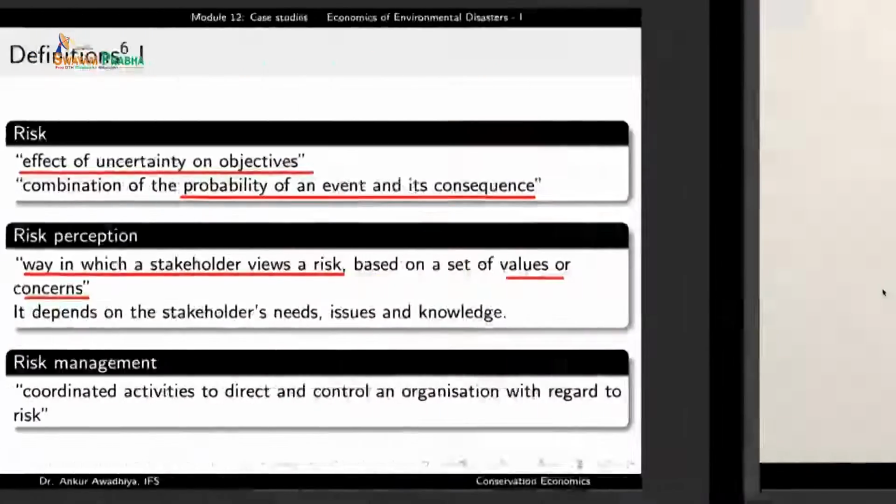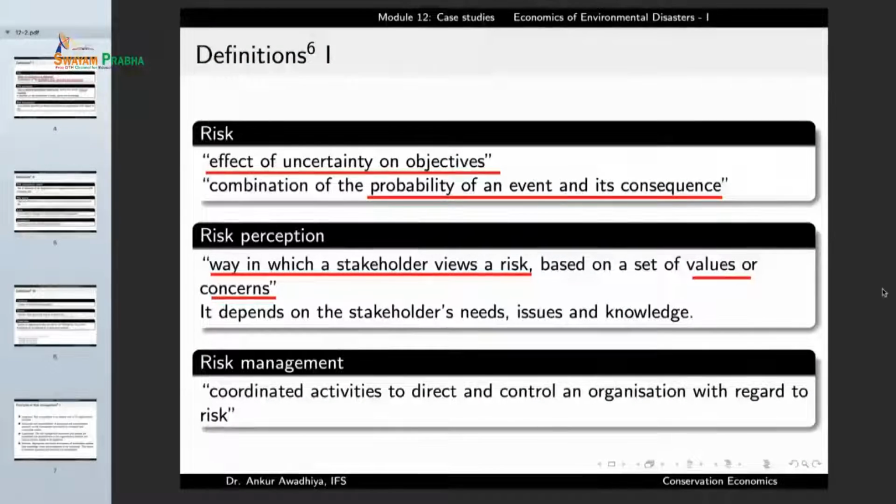So the perception of risk varies with different stakeholders, and it is the view or the way in which the stakeholder views the risk based on a set of values or concerns. So a person who has, say, a lot to lose in a disaster would have a very different concern from, say, a bystander. So a person who is living in India will probably have a very different view of, say, a drought in Australia than an Australian who is living in Australia. So, which is why the perception of risk varies between different stakeholders.